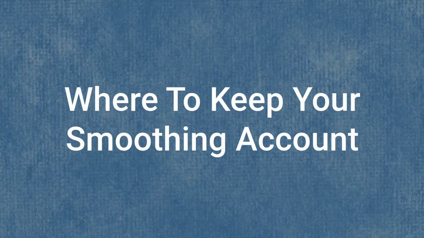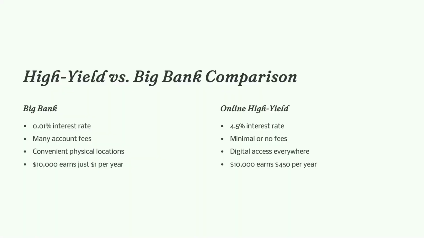Where to keep your smoothing account. This money needs to be easily accessible, but you also want it to earn something while it's sitting there. Here are some of your options. First, a high-yield online savings account. These typically pay between 3 and 5% interest, which is way better than 0 you get at most big banks. The money is still completely safe and insured, but you're earning real money on it.